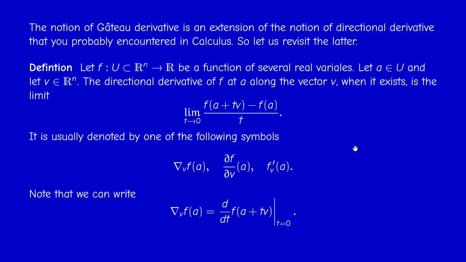Okay, and observe that this can be written as a derivative at 0. So if we fix everything and consider this function of t, f of A plus tv, then at 0 we have f of A. If you call this phi, then this is just phi of t minus phi of 0 over t minus 0. So this ratio, by definition, if it exists, is the derivative at t equals 0 of this function.